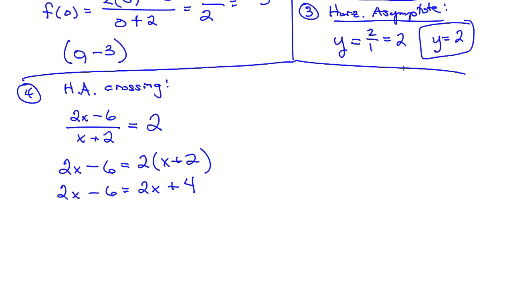Notice that the two x's cancel, and they leave only numbers, and then it's a matter of whether or not the numbers agree. You get negative 6 is equal to 4. That's not true. So this equation has no solution, which means there is no crossing point for the horizontal asymptote. So no solution here means no crossing. We'll use that information to help us graph this rational function at the end.